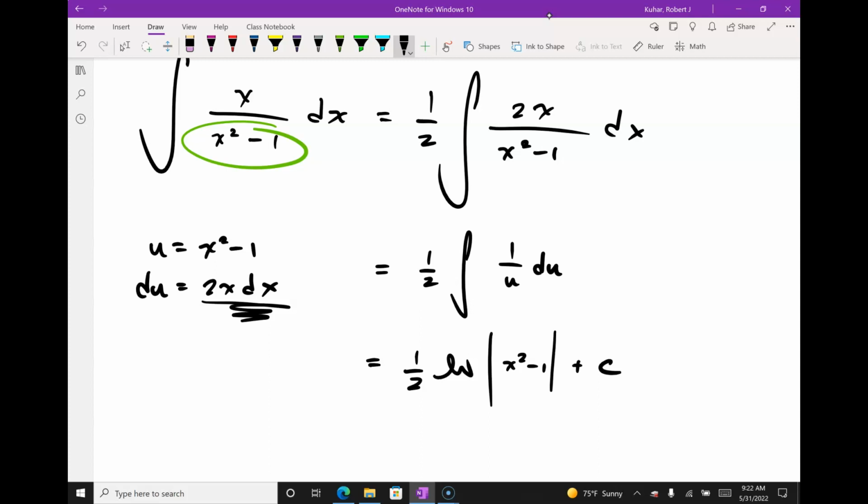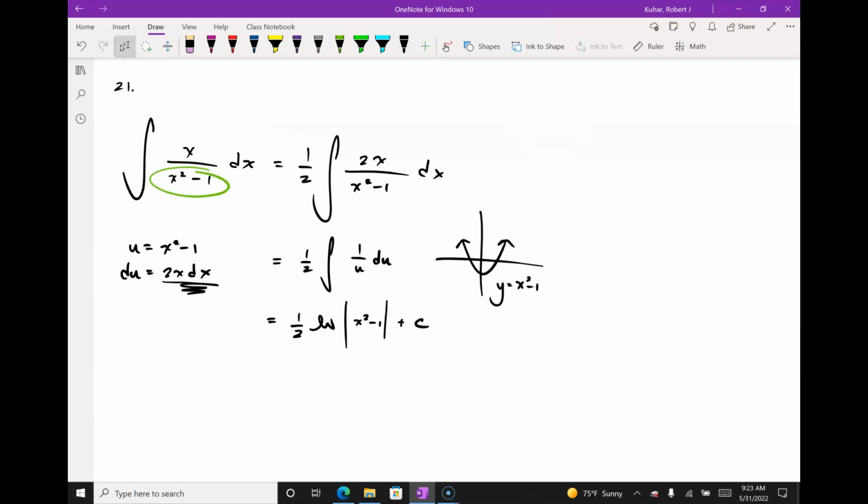Do I need the absolute value there? Is x squared minus 1 ever negative? Look at it. Is it ever under the x-axis? Yes. So I need the absolute value. If you were in my Calc 1 class, you would see me move that 1/2 in a lot as a square root, right? In this case, I still need that x squared minus 1 to stay in absolute value.